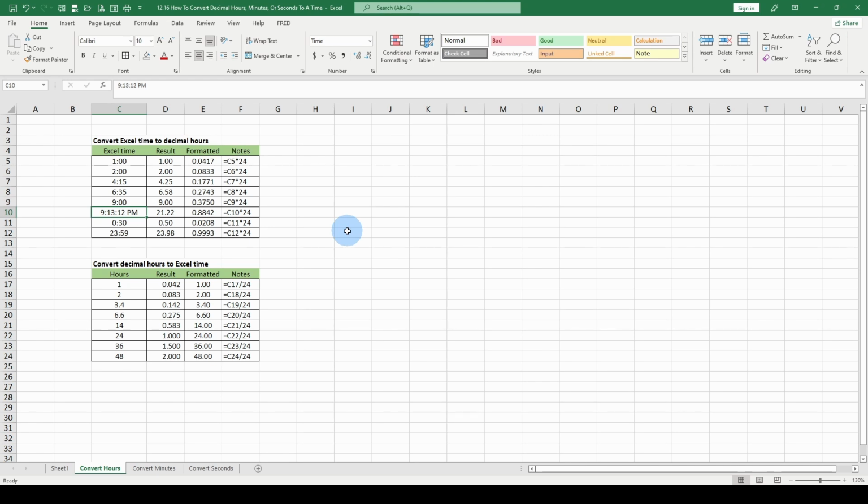9 hours? So 12 plus 9 is 21. And then we have 13:12, which is 13 minutes and 12 seconds. That's converted into 21:22. And that represents what percentage of the day? 0.8842.